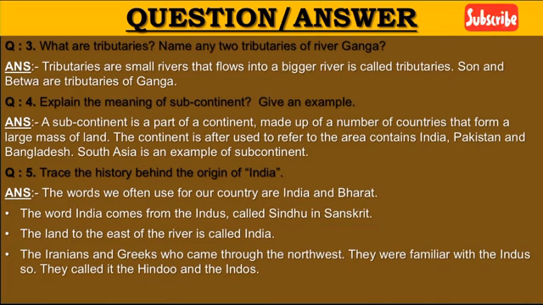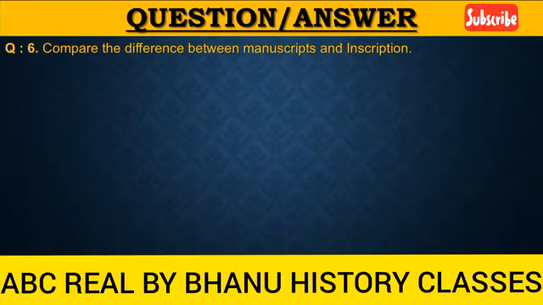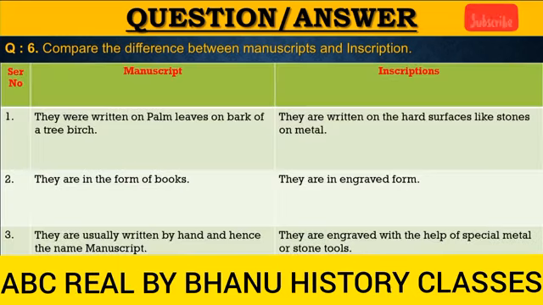Question number 6: Compare the difference between manuscripts and inscriptions. Answer of this question is: Manuscripts. First, they were written on palm leaves or on the bark of a tree branch. Second, they are in the form of books. Third, they are usually written by hand, and hence the name manuscript.